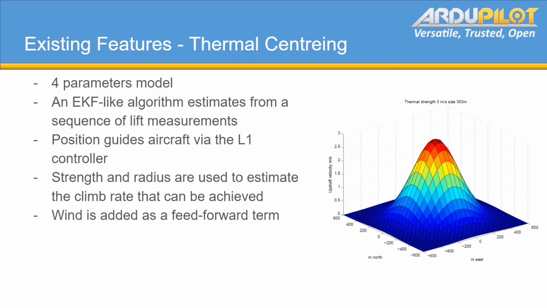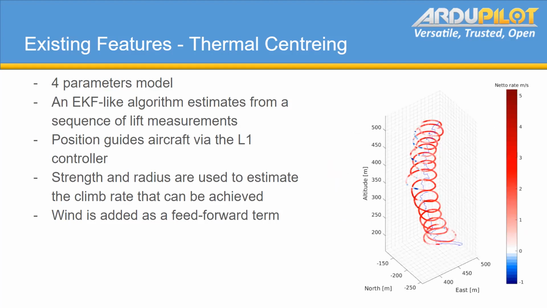And as we saw before, the thermals drift with the wind. This is captured via a feed-forward term. So this estimator doesn't have to try to keep up with the wind drift. It already knows that it expects the thermal to drift with the wind. And then the estimated position of the central core of the thermal is used as the target loiter point using the L1 controller.